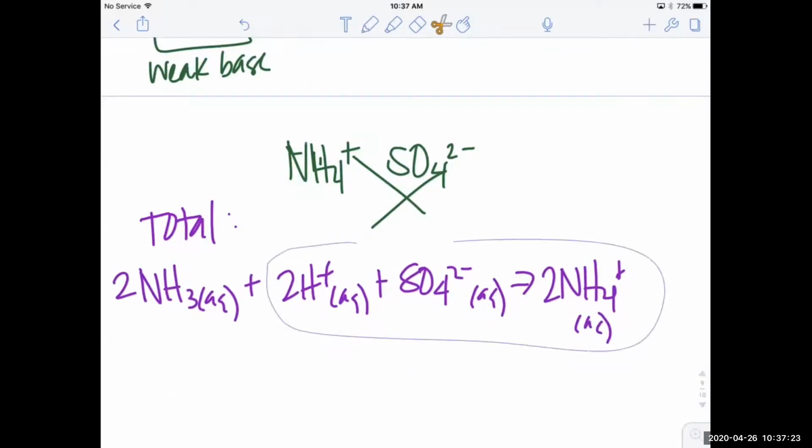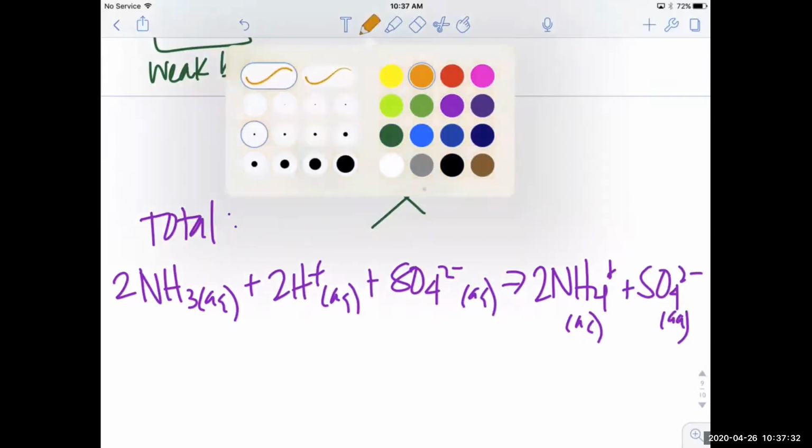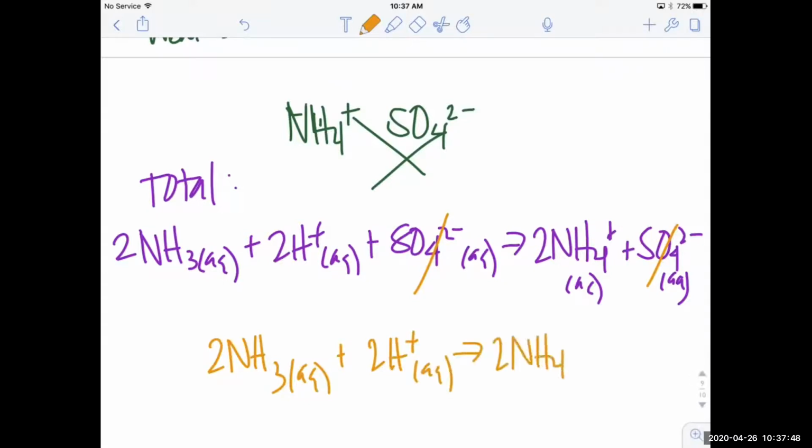And then just plus the SO4 2- aqueous. So our net ionic is just going to be 2 NH3, because we see that there's the sulfate on the other side. So this is 2 NH3 aqueous plus 2 H+ aqueous goes to 2 NH4+ aqueous.